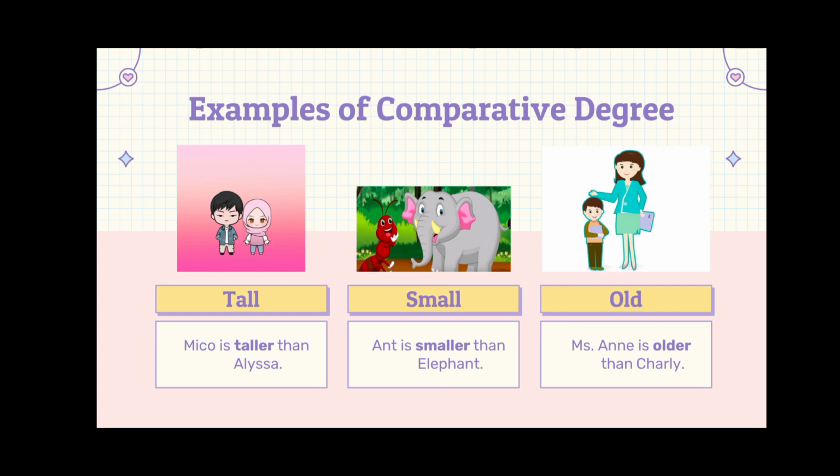Examples of comparative degree, one syllable. 1. Tall. Miko is taller than Alisa. 2. Small. Anne is smaller than Eleven. 3. Old. Miss Anne is older than Charlie.